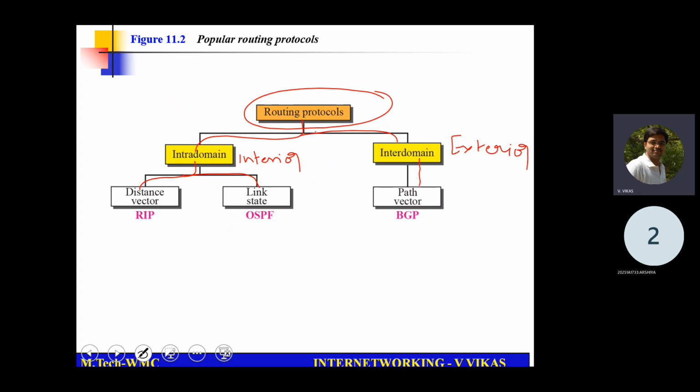So DVR, LSR, PVR. Okay, these are the variations we have. Based on distance vector routing, we have something called Routing Information Protocol, RIP. Based on link state routing, we have OSPF, Open Shortest Path First, and based on path vector routing, we have BGP, Border Gateway Protocol. Okay, clear?